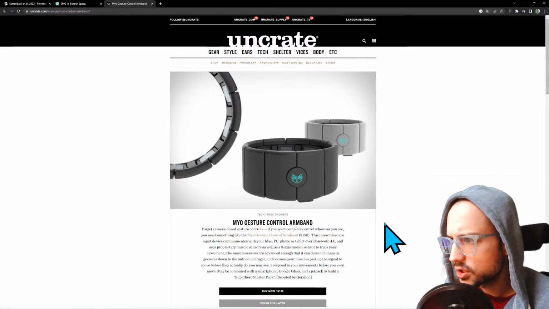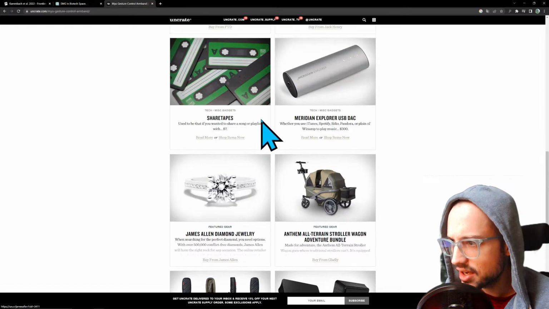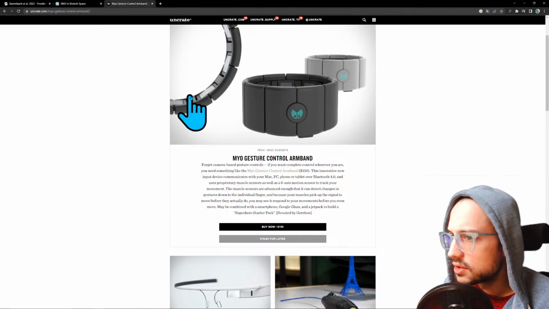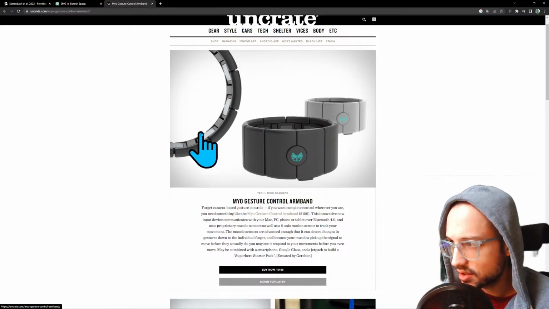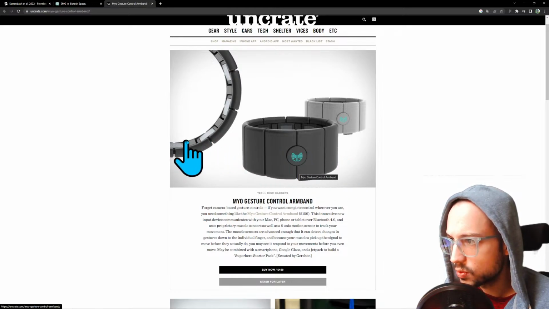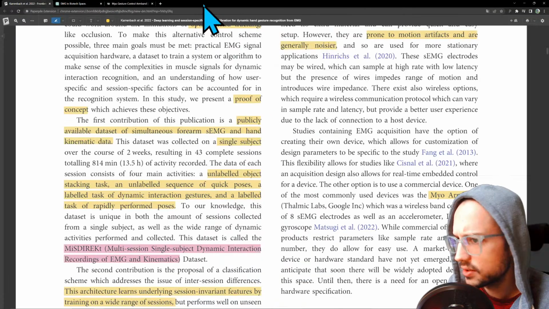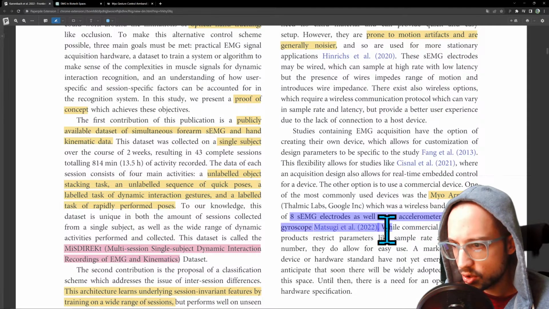The Myo gesture control armband. So it is an SMG device. S because it's surface. You're not implanting electrodes. And then it's also dry. So these electrodes are dry. They do not require gel. And it seems like there's 1, 2, 3, 4, 5, maybe 8 different electrodes on this armband. So yeah, it has 8 SMG electrodes as well as an accelerometer, IMU, and a gyroscope.